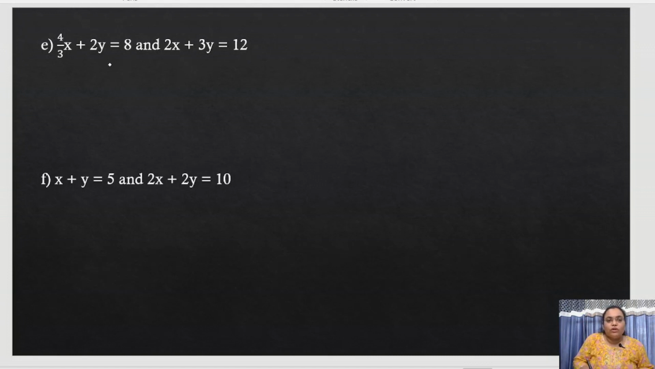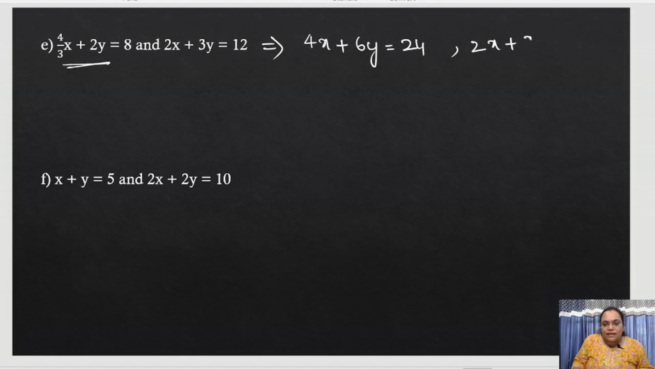So the next bit is 4 by 3x plus 2y is equal to 8 and 2x plus 3y is equal to 12. So see here, take an LCM for this part. You will get 4x plus 6y is equal to 24 and 2x plus 3y is equal to 12. Correct? Now let us take this as equation number 1 and let us take this as equation number 2.